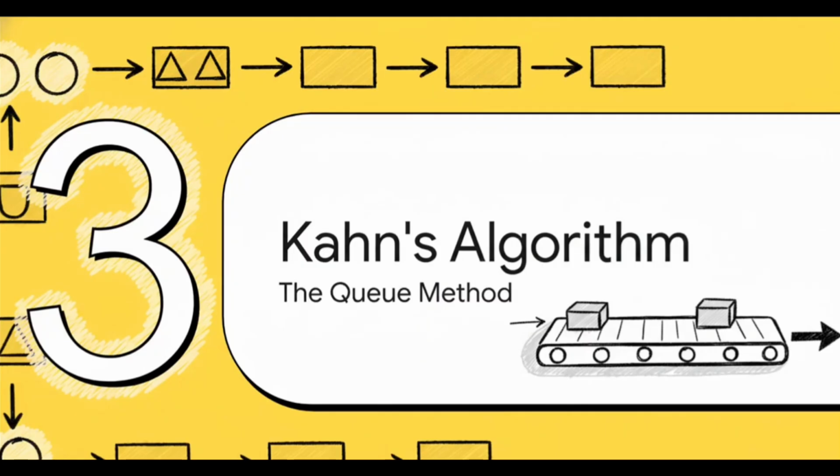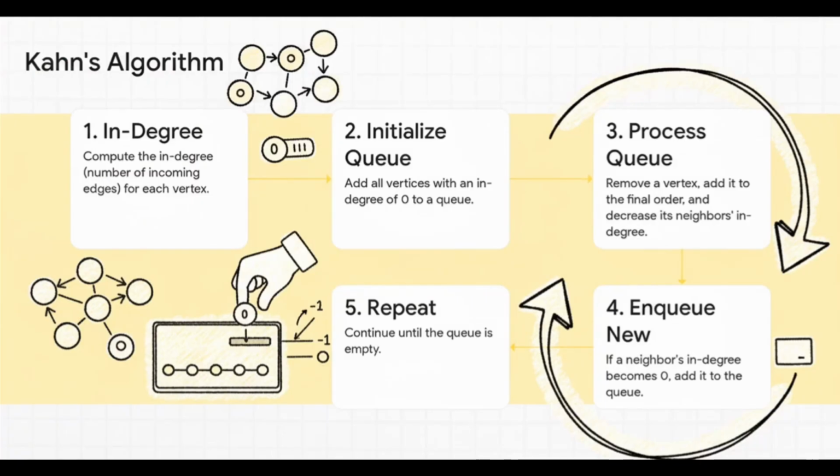So how do we solve it? Well, our first method is called Kahn's algorithm. I kind of like to think of this as the common sense approach. It works by finding all the possible starting points, the classes with no prerequisites, and then just systematically working its way forward from there. The logic is super intuitive, really.